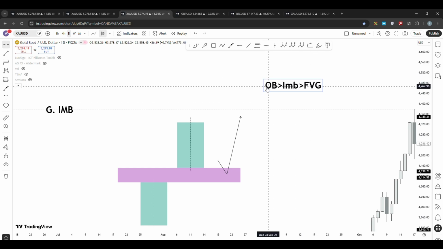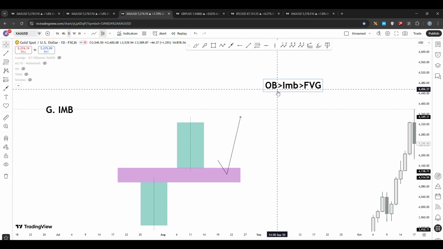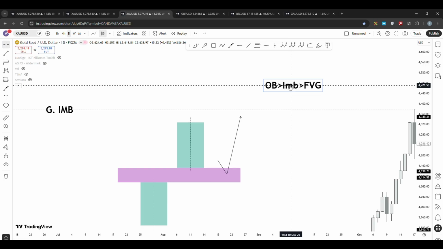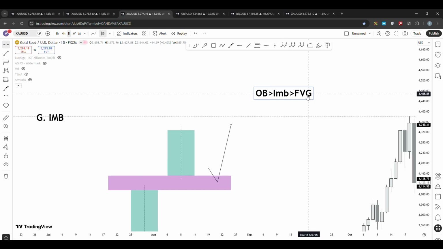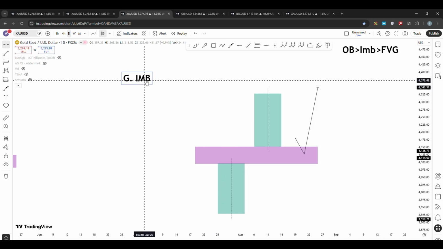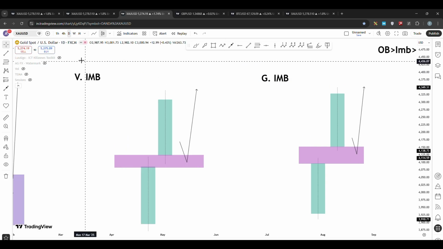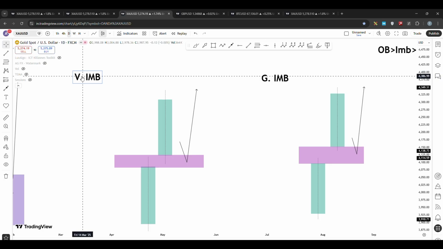Okay, so this is the hierarchy of POIs. Order blocks are the most important, then we'll be focusing on imbalance such as volume imbalance or gap imbalance, and then comes the fair value gap. Now let's see some examples of both gap imbalance and volume imbalance in the 1 hour chart in gold.